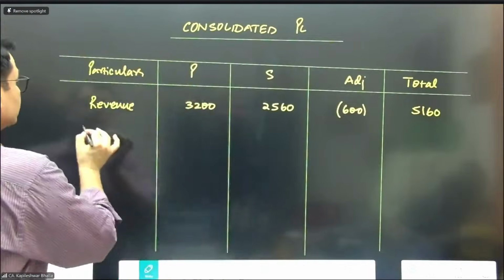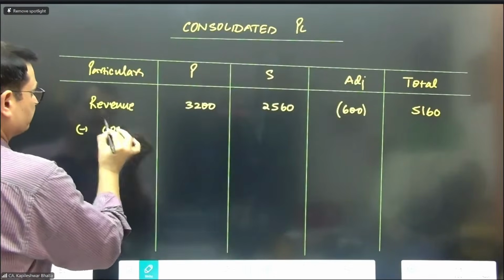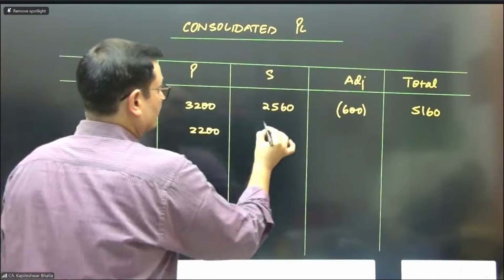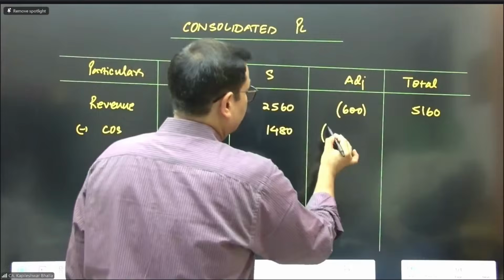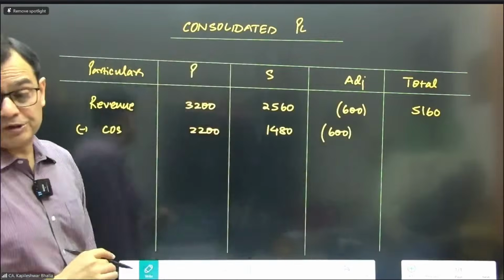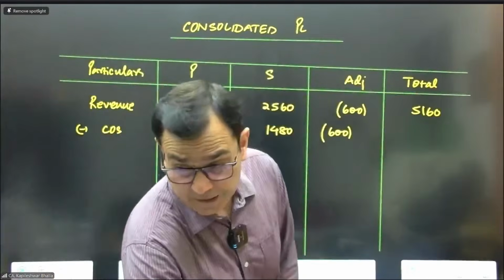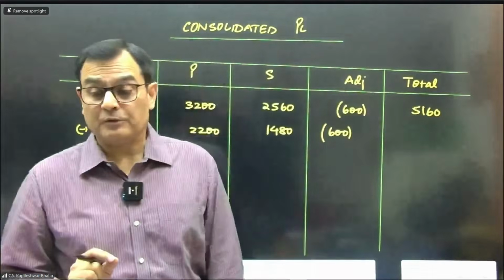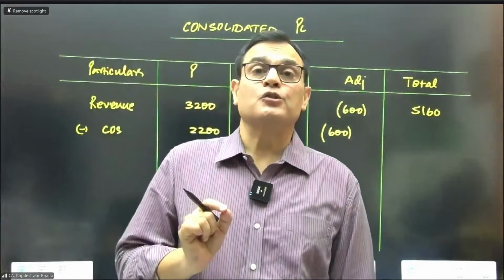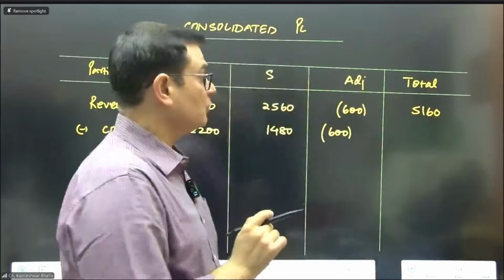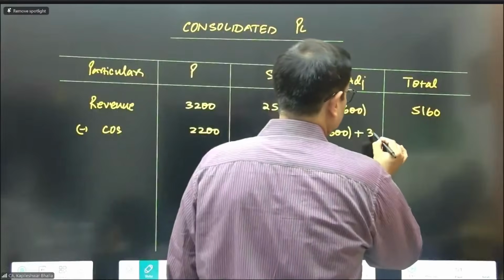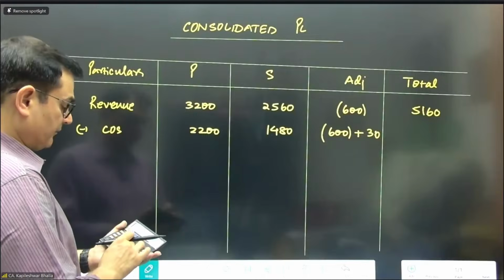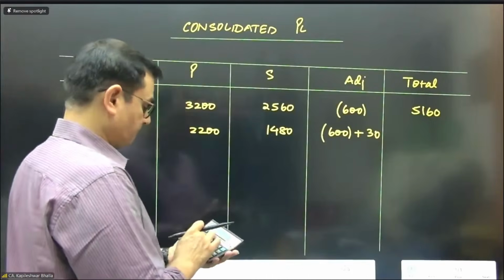The next is I am given the cost of sales, and for the parent company it's 2,200. For the subsidiary, it is 1,480, and you need to reduce that 600, which is the intercompany sales between each other. And apart from this, I am also given very clearly, back to point number 3, the profit element in the unsold goods is 30. So what we need to do is add the stock reserve to the cost of sales. So this works out at 2,200 plus 1,480 minus 600 and plus 30.